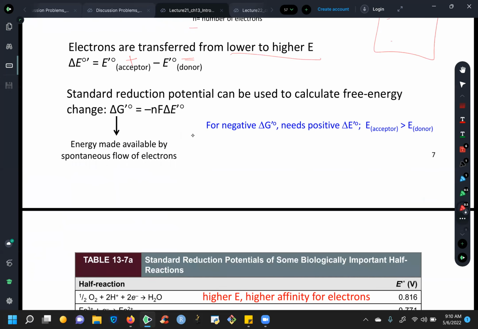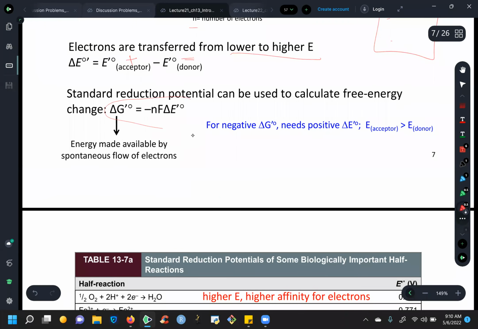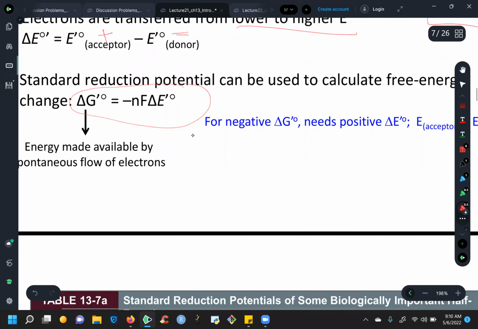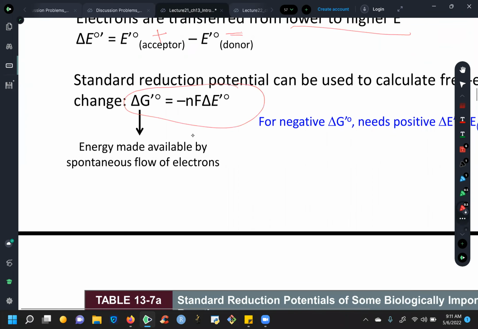Standard reduction potential can be used to calculate free energy. This is the equation that we learned how to use in discussion. The standard free energy is equal to negative n, the number of electrons, which will depend on your half reaction; it'll say either 2 electrons or 1 electron. F is Faraday's constant, which will be given to you. And delta E is the standard reduction potential value, which is also given to you.